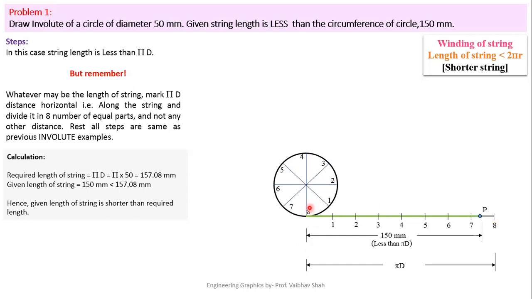Now let us give numbering to this circle. Always remember, circle numbering is very important in the case of involutes. If you give the wrong numbering, you will lose your marks. So let us start with this point. The point which is the contact point of your circle with your string is always known as the initial point or starting point, and it is always called the 0 point.